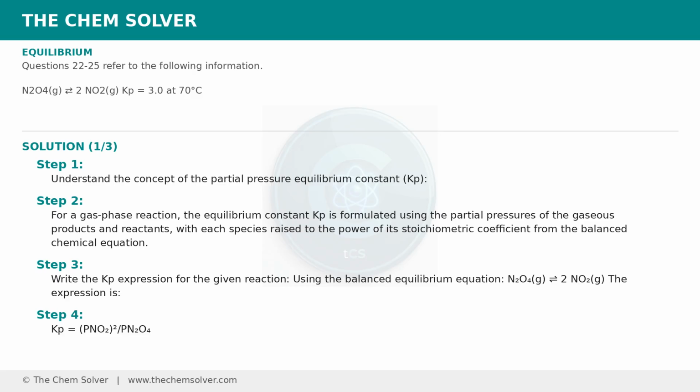Using the balanced equilibrium equation, N2O4 is in equilibrium with 2 NO2. The expression is Kp equals P_NO2 to the power 2 over P_N2O4.